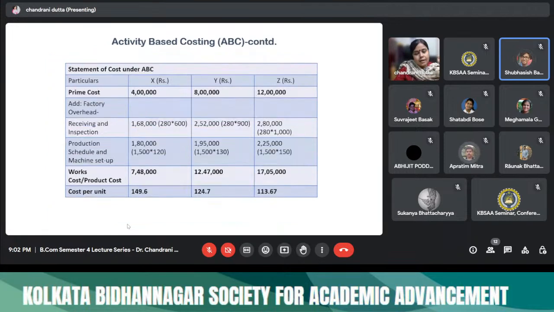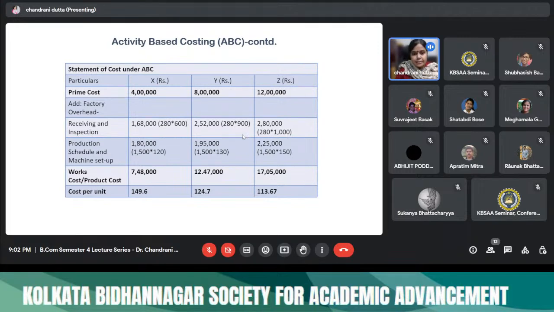এবার আমরা অ্যাক্টিভিটি বেসড কস্টিং-এ যাব। ওকে, তাহলে প্রাইম কস্টটা তো আমরা আগেই ক্যালকুলেট করে নিলাম, so 4 লাখ, 8 লাখ আর 12 লাখ, so just we are jotting down that fact. করে নাও, we are adding factory overhead, so not department wise, see now it's activity wise. So we have already calculated the cost driver rate 280, so 280 into 600, okay, 280 into 900, 280 into 1000.